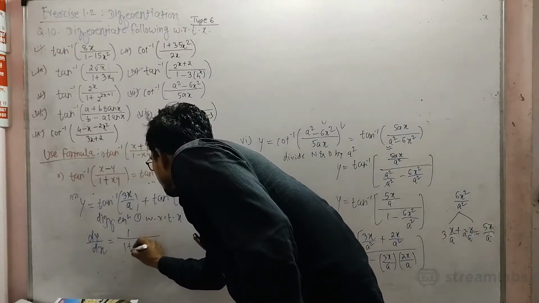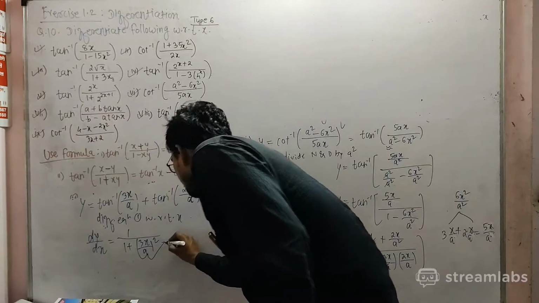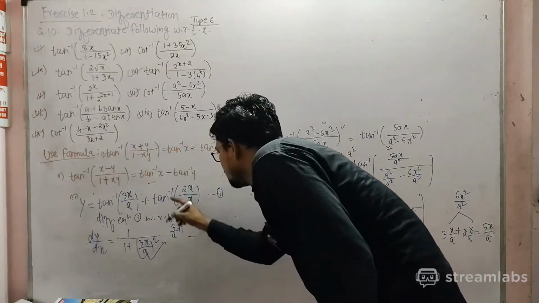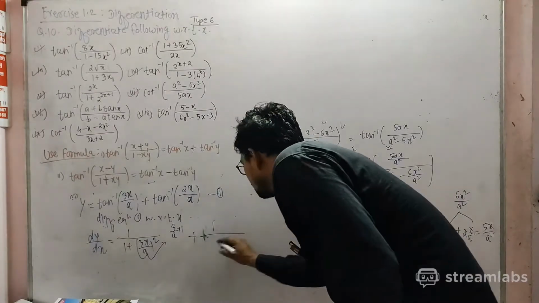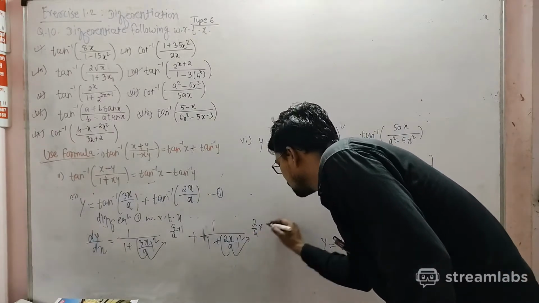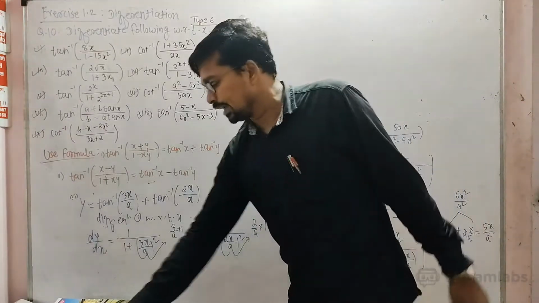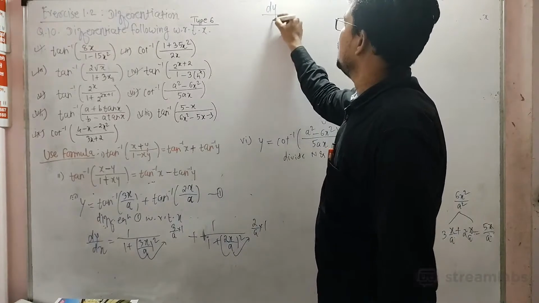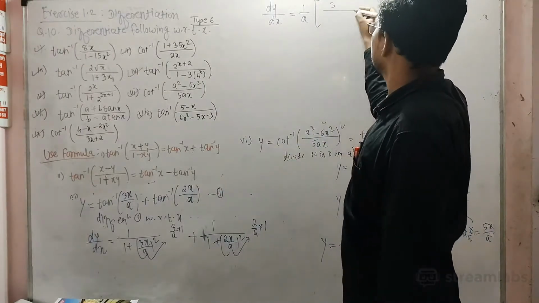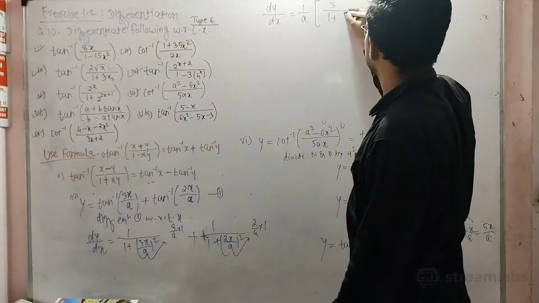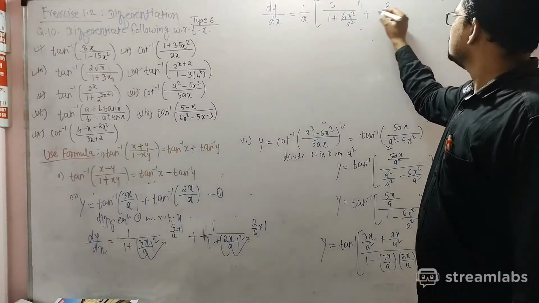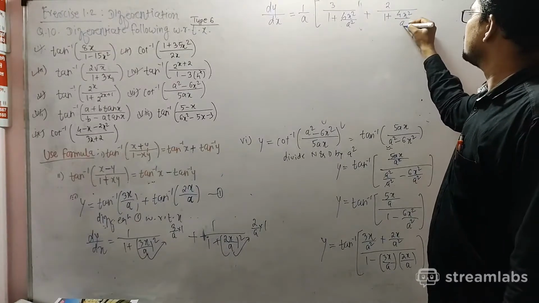The derivative of the first term is 1 upon 1 plus 3x upon a bracket square. Take the derivative of this: 3 upon a is constant, and the derivative of x is 1. Plus the derivative of the second term, 1 upon 1 plus 2x upon a bracket square. Take the derivative: 2 upon a is constant and the derivative of x is 1. So we can write dy by dx is equal to 1 upon a, which is constant, so we can write it outside. So 3 upon 1 plus x square upon a square, plus 2 into 1 plus 4x square upon a square.